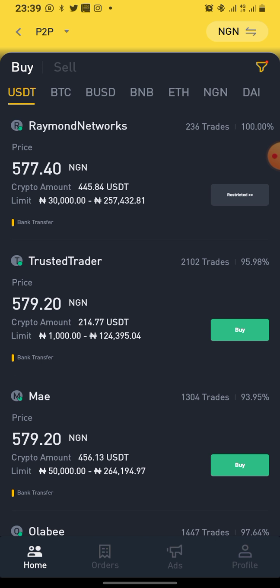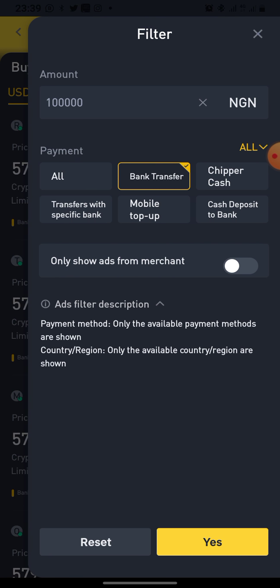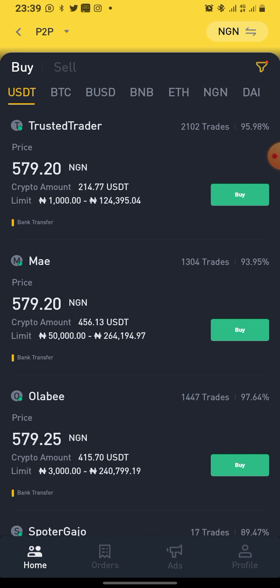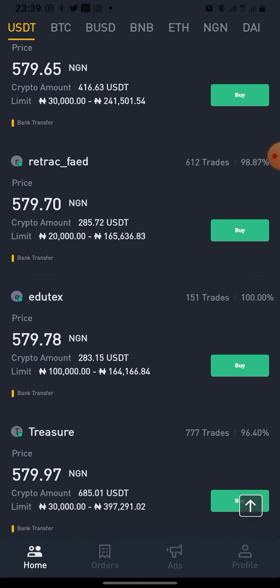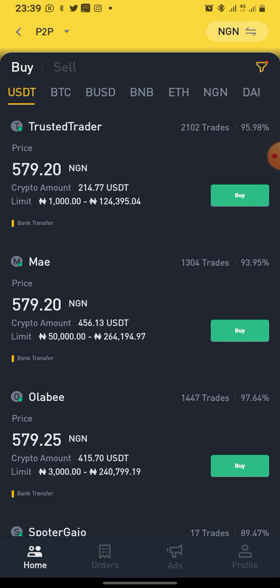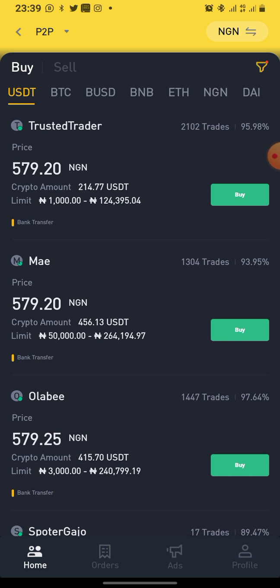So what you want to know is that on the buy section, the first ad you would see after you've done your whole filtering process, as we mentioned here, is usually the person with the cheapest rate. So if you watch, as you proceed downwards, the rate increases. So you have 579.20, and then you go down, you see 579.25, 579.30, and if you keep going down, you would see the rate keeps increasing. So the first rates you see are usually the most favorable.